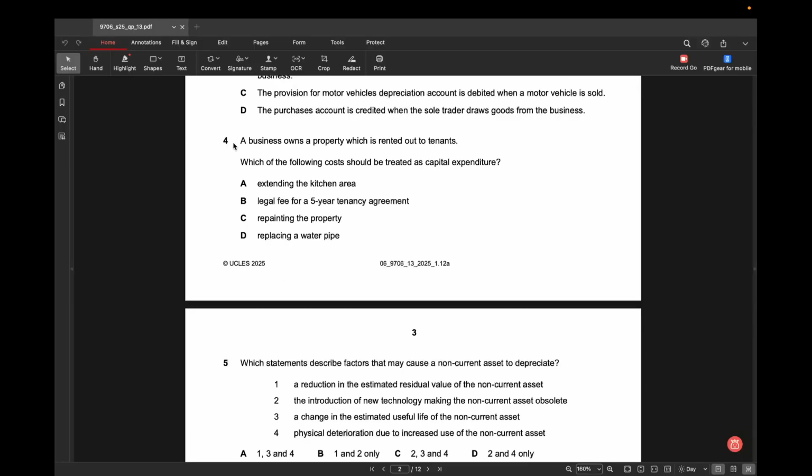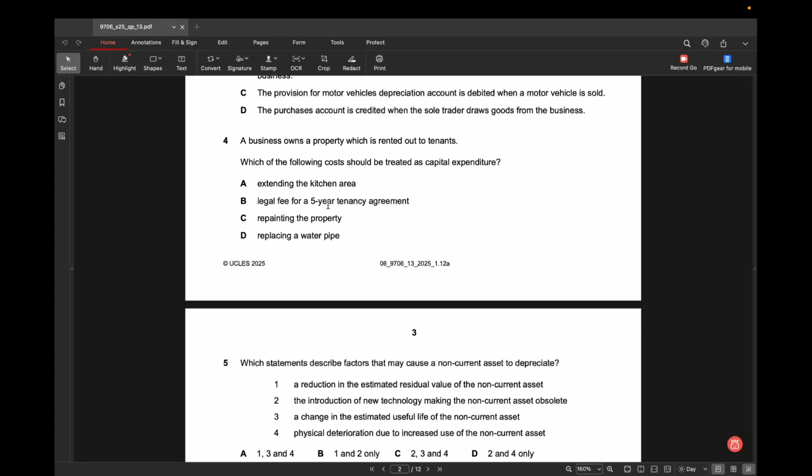Question 4. A business owns a property which is rented out to a tenant. Which of the following costs should be treated as capital expenditure? A capital expenditure is a long-term expenditure which gives you a long-term benefit. Number A, extending the kitchen area, definitely capital expenditure. B, legal fee for a 5 years tenancy agreement.